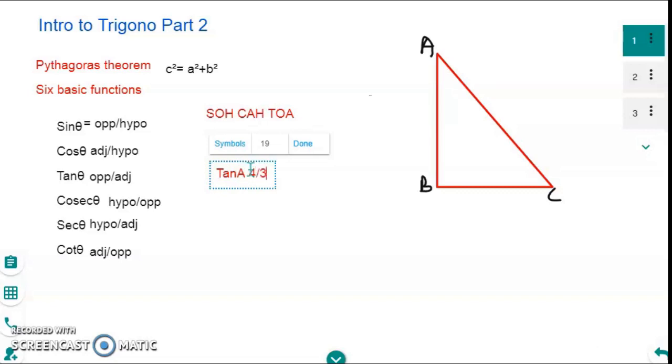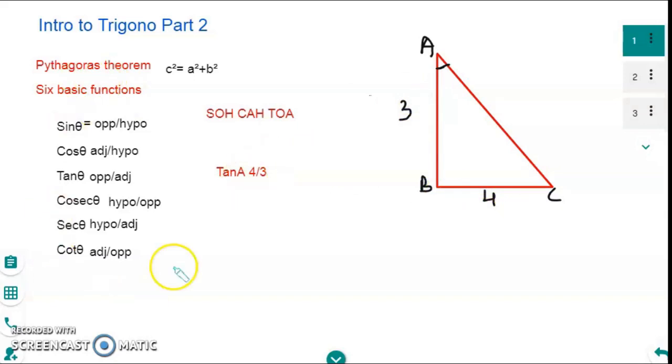4 by 3, right? So we're going to make this our angle. This is the angle we're talking about now in this sum. So tan is what? Tan is opposite over adjacent. So opposite is this, right? This is the hypotenuse, this is the opposite, and this is the adjacent. So opposite is 4, over adjacent, which is 3. Okay, 4 over 3, so that's tan.